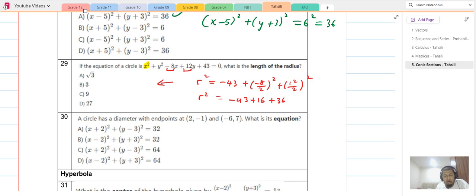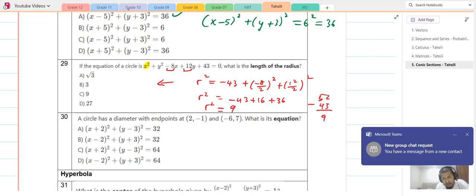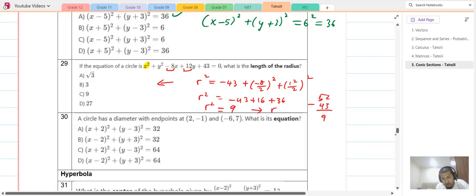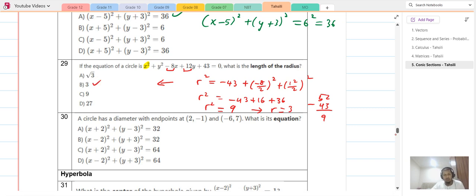What is the length of the radius? Did I do everything correct here? Let's check. -43 plus 16 plus 36 is 52, right? 52 minus 43 is 9. Yes, it is equal to 9. So since r squared is equal to 9, r is equal to 3. Okay, so it's option B. I hope you guys understood that.